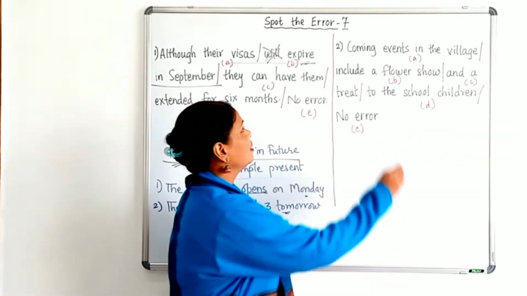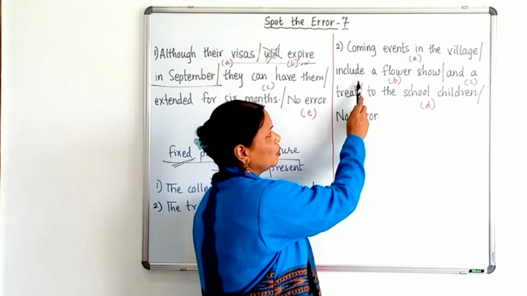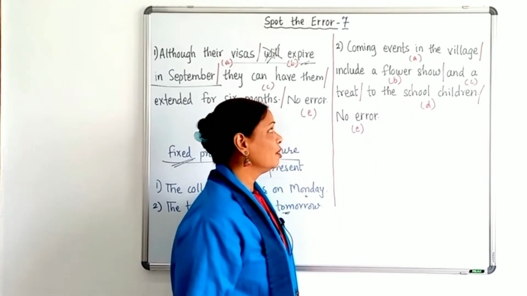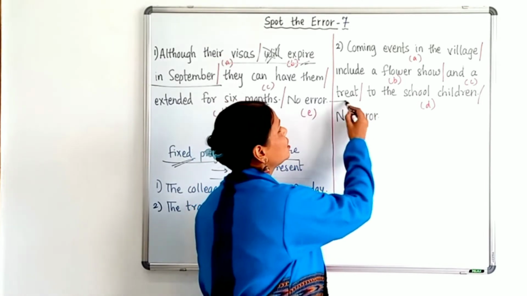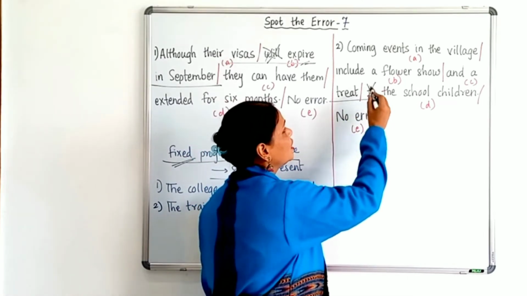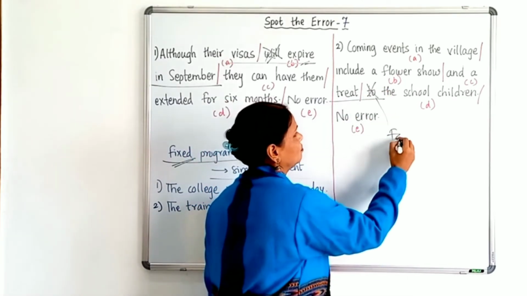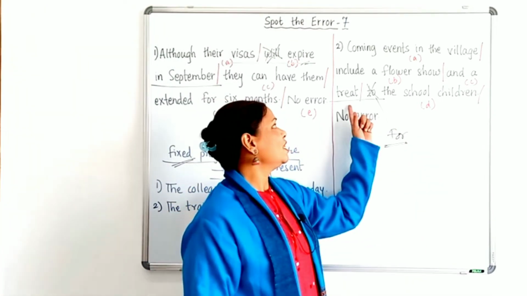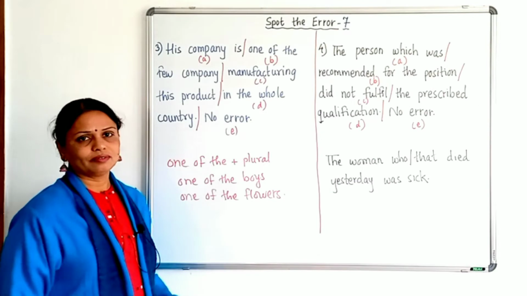Second example, coming events in the village include a flower show and a treat to the school children, no error. Look at the phrase treat to. It is treat for. It is a feast for. Okay, so treat is followed by for.